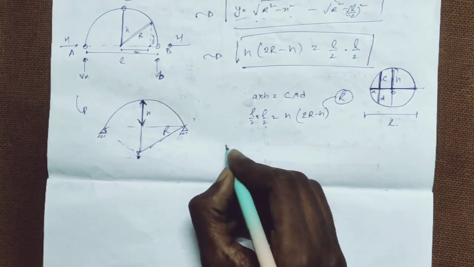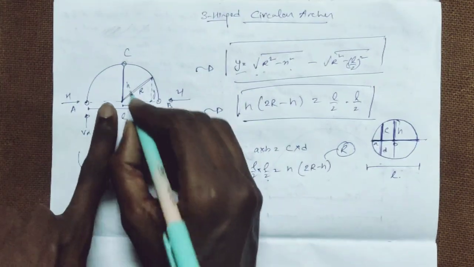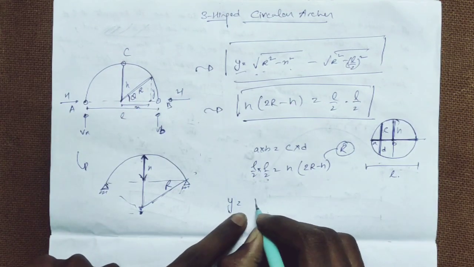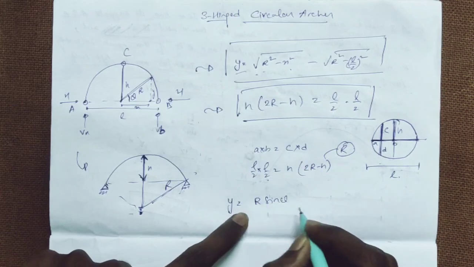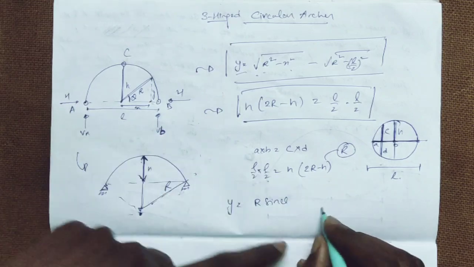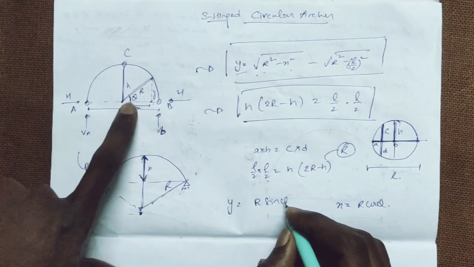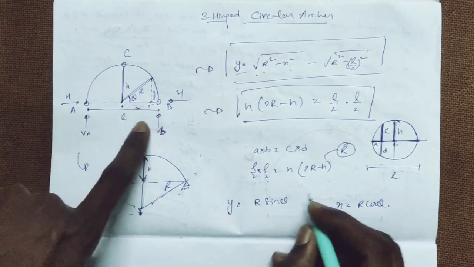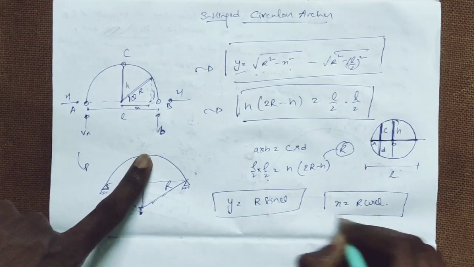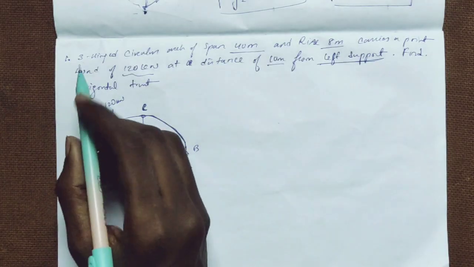We can also write Y, so we have to put thetas. So Y is equal to R sin theta, then this X will be R cos theta, right? Okay, so let us do this sum.